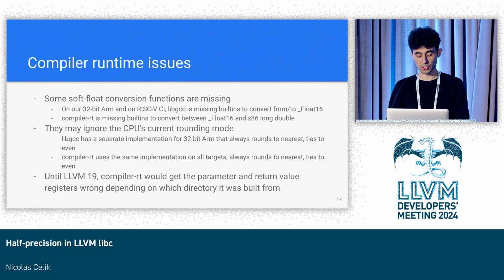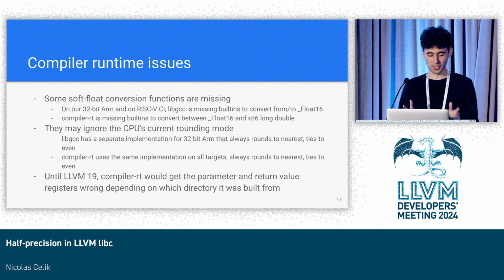We also had a weird issue with compiler-rt using the wrong registers for functions that convert from and to Float16. I landed a patch to fix that in LLVM 19, but people said it causes other issues now. The funny part is it depends on which subdirectory in the LLVM project you built compiler-rt from.